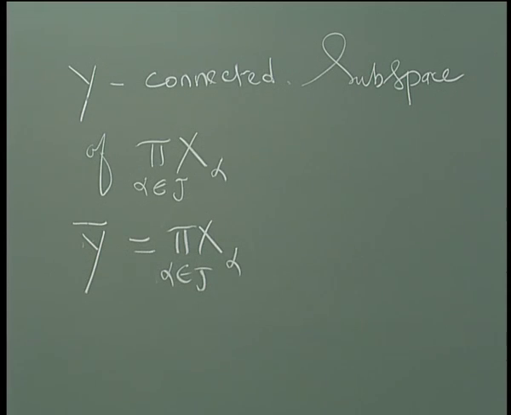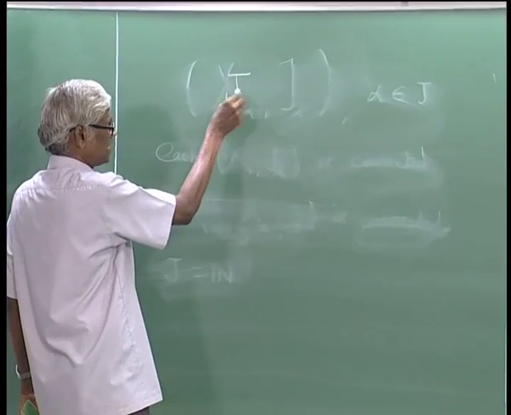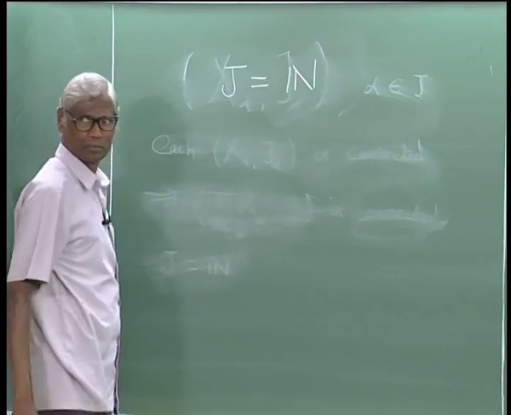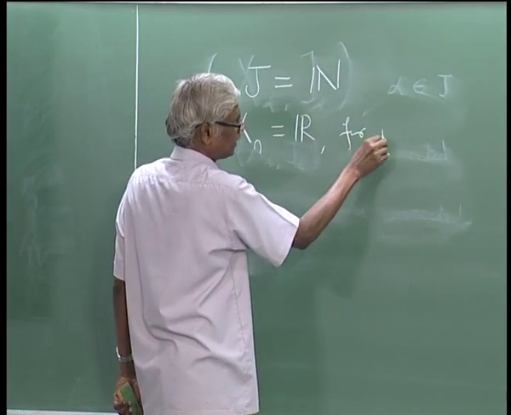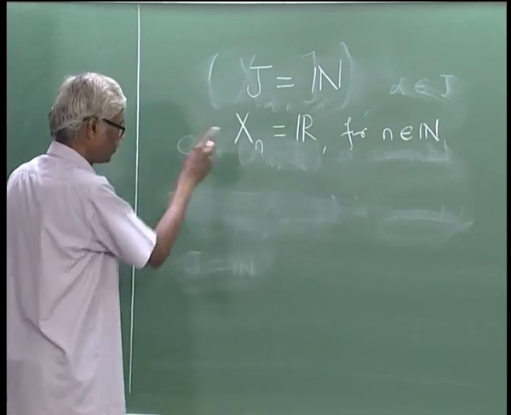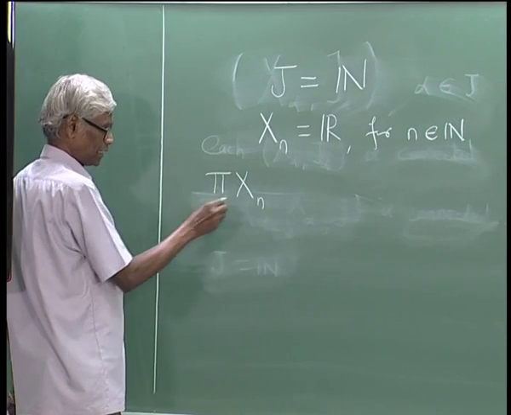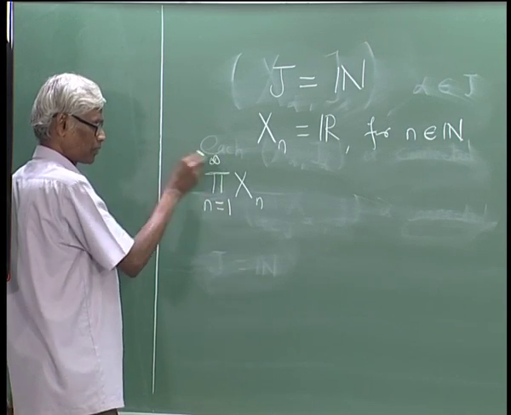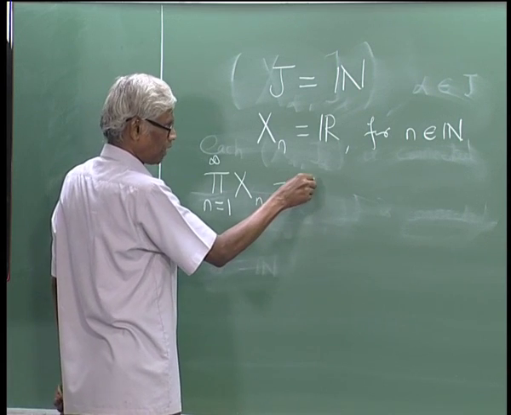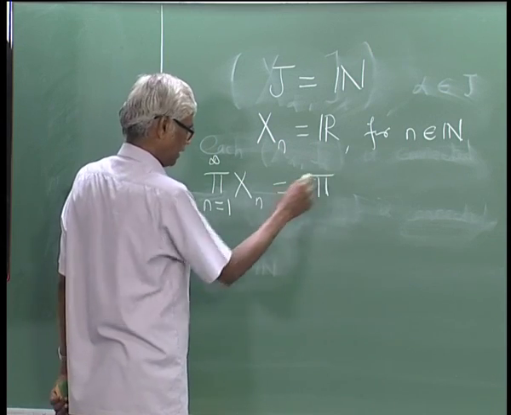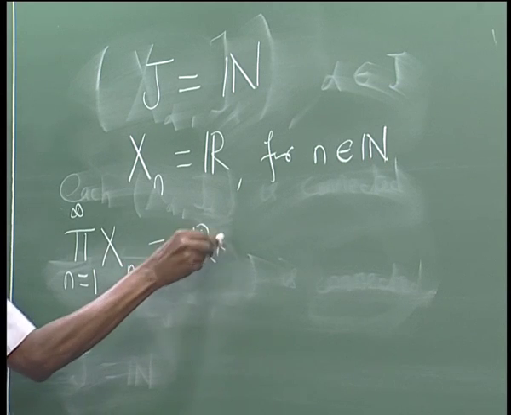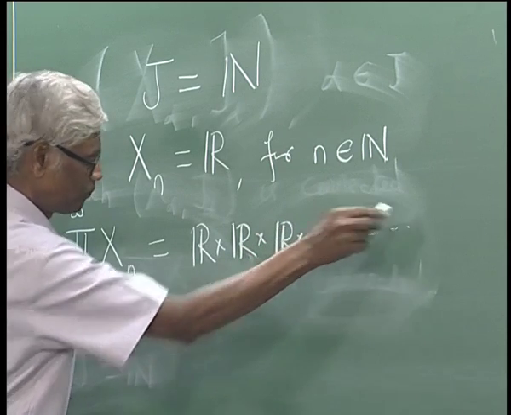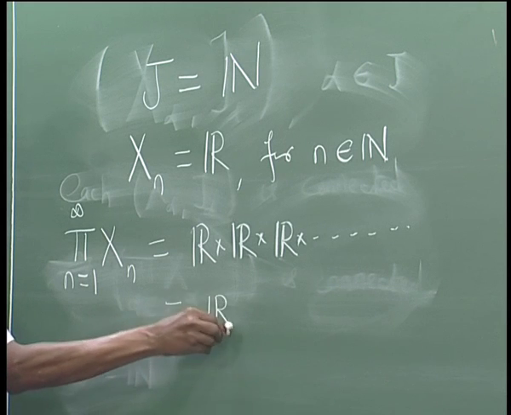So in particular, if our index set J is the set of natural numbers, and each X_n equals R for n belonging to capital N, the product space, the product of X_n, n varies from 1 to infinity, is nothing but the product of R_n, where X_n equals R. So we write R cross R cross R cross etc., which we call R power omega.